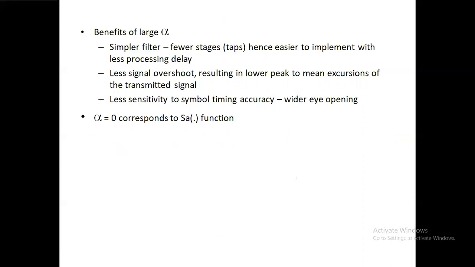So there are a few characteristics of the filter, which relate to how many taps we can add and have the sharp transition, and we can have the value of alpha change according to that. Also, we can control the signal overshoot, resulting in lower peak to mean excursion of the transmitted signal. And we also get less sensitivity to symbol timing accuracy, or wider eye opening. These last 2 points we will discuss later on.